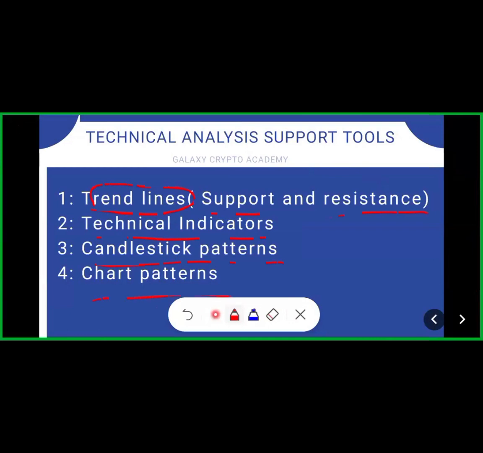Now, there are different schools of traders who may prefer any of the four supporting tools. There are people who are entirely dependent on the trend lines. For them, they are pure price action analysts. They analyze the market based on pure price action. All right? They use less of the indicator. They use less of the candlestick pattern. Nor do they even use the chart patterns.